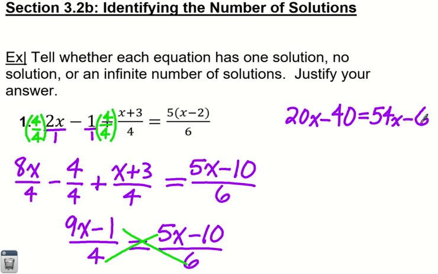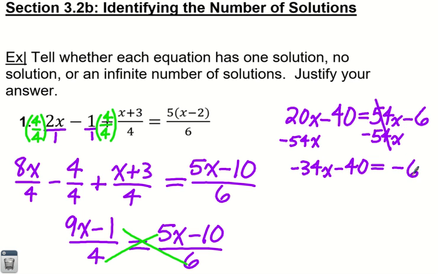I don't want x's on both sides, so let's get the x's to the left. And so 20x minus 54x should be negative 34x. That's the rest of the left side, and now the right side is just minus 6. And now I just keep on rocking here.